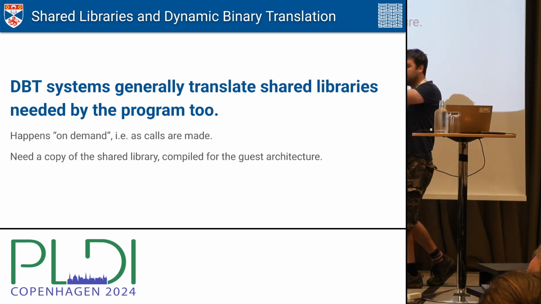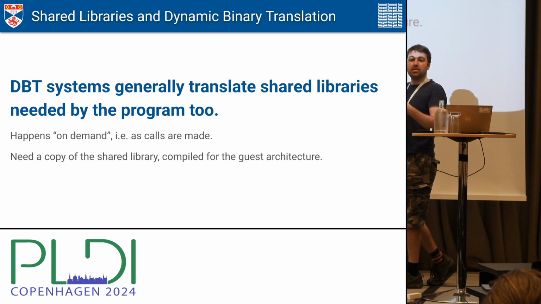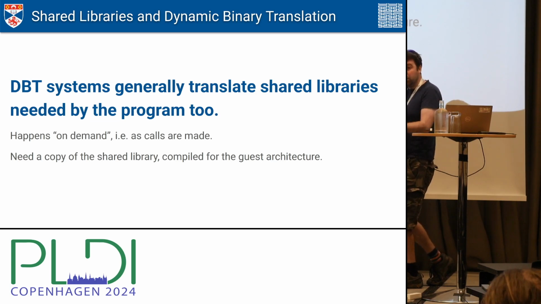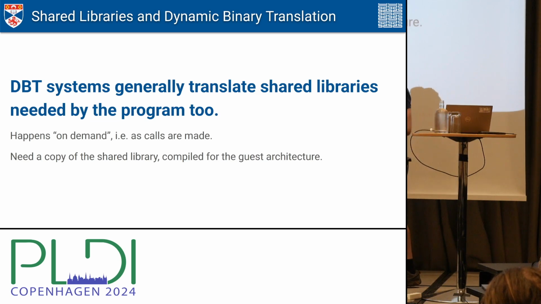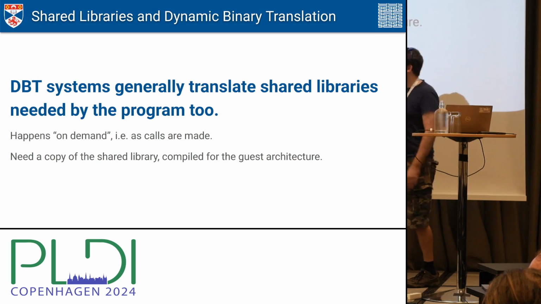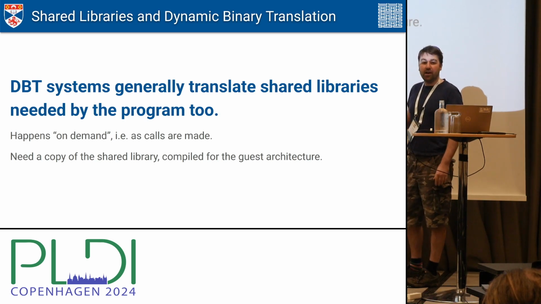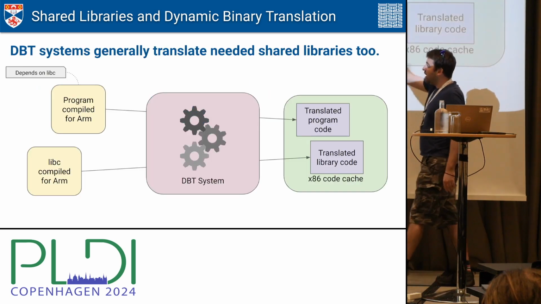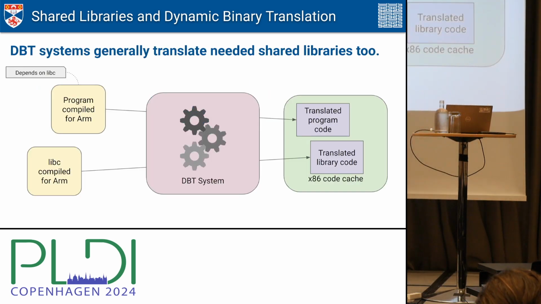We've got the program, it depends on a shared library. So the DBT system will translate that program, and it will also translate the shared libraries that it depends on as well. And this happens on demand, as we've spoken about with a DBT system. As calls are made into that shared library, it is translated as well. And of course, this means that we also need a copy of the shared library that's required, compiled for the guest architecture. So we've got some ARM program that depends on libc. That means we also need libc compiled for ARM.